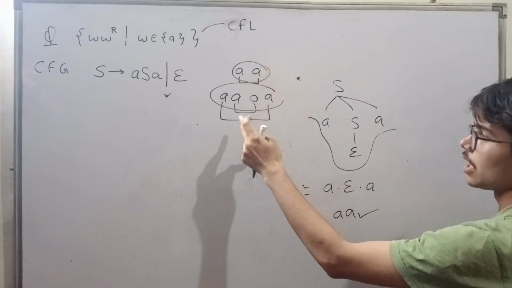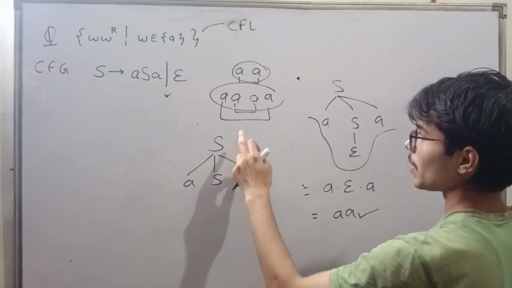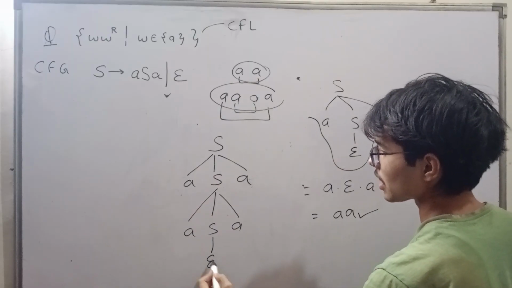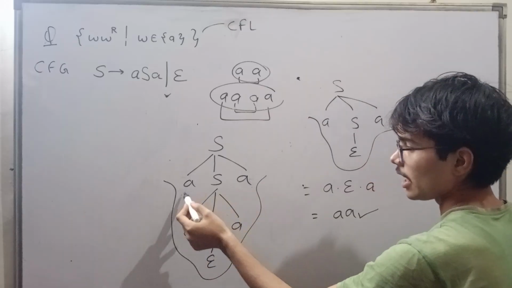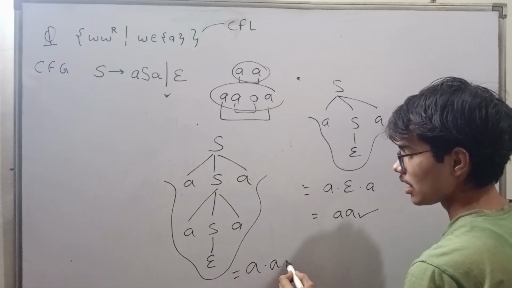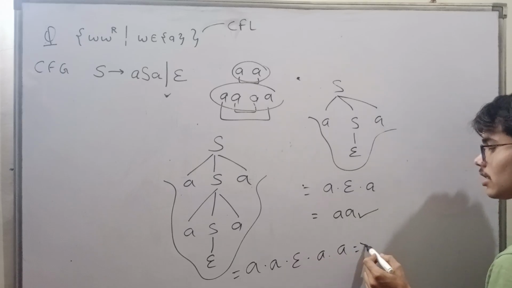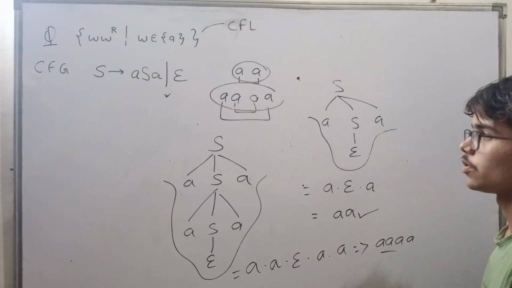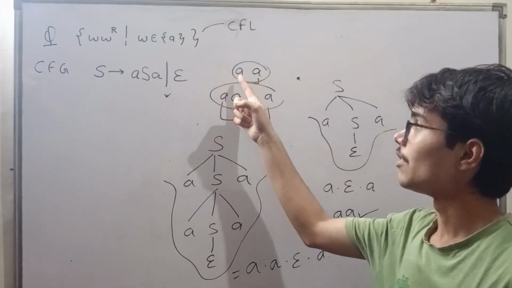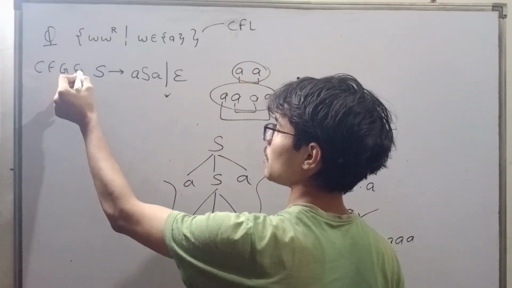How can we generate this? A S A. From S we have to take S again, so A S A, and here epsilon. Just read from left to right: A, then this A, then this epsilon, then this A, then this A, this A. Then the answer is AAAA. That's how you can write it. I am just giving you the intuition: whenever you write this, then you have to write this, that's why I add this. You can also write it in another form. This is our grammar 1.